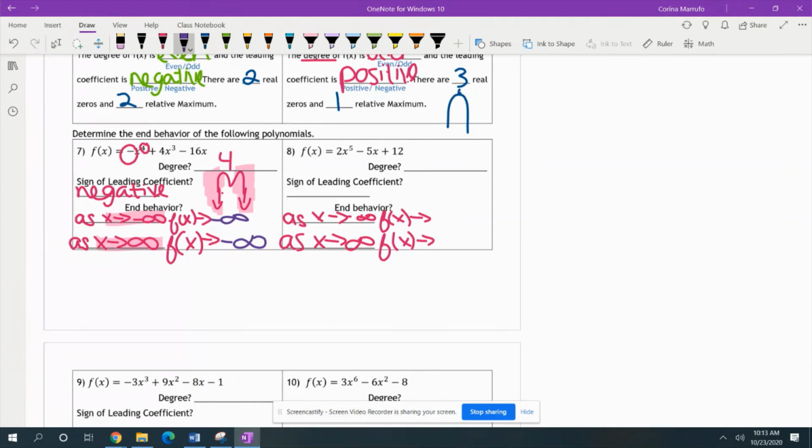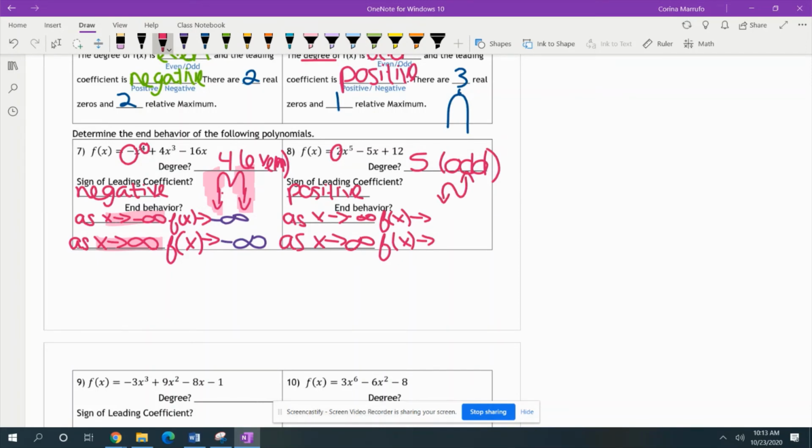Okay, so let's try the next one. This is a degree 5 polynomial. This is an odd number. I should have written that on this one. I should have put even here. The sign of the leading coefficient. The leading coefficient is the number in the front. This is a 2. It is a positive number, so it's positive. Because it's odd, it's going to be pointing in opposite directions, and because it's positive, that means our graph is going to be going up. So it'll look something like that.